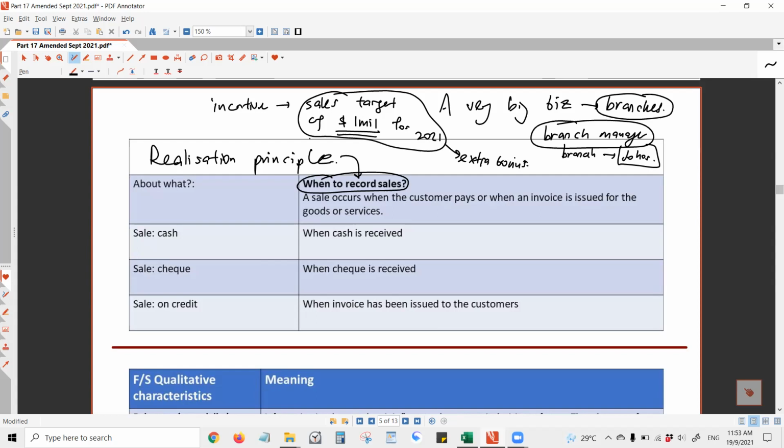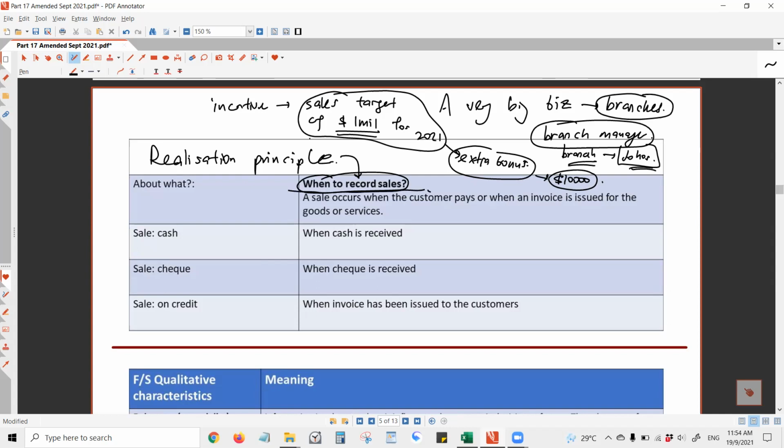Okay, you get what I mean? You hire somebody to become a manager to help you manage a branch in Johor. Then you tell this person that if you can hit sales of 1 million during this year, then you will get an extra bonus this year. Maybe an extra bonus of 10,000. Just an example. So what would the branch manager do after knowing about the incentive? The branch manager, of course, will try his or her best to hit the 1 million target, right? Agree or not? That's why it's very important to know when exactly to record the sales.